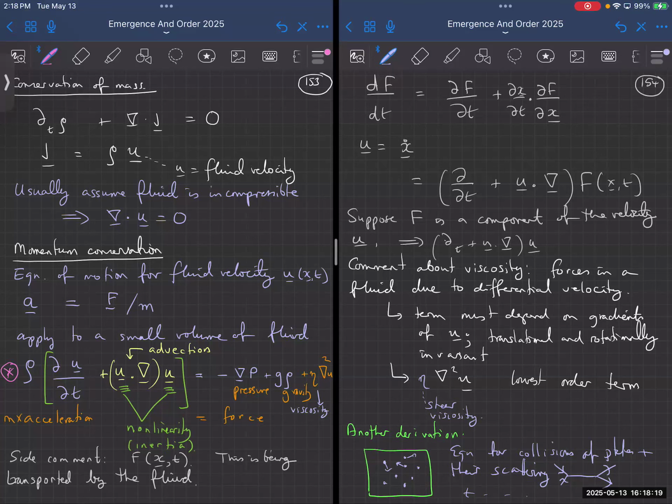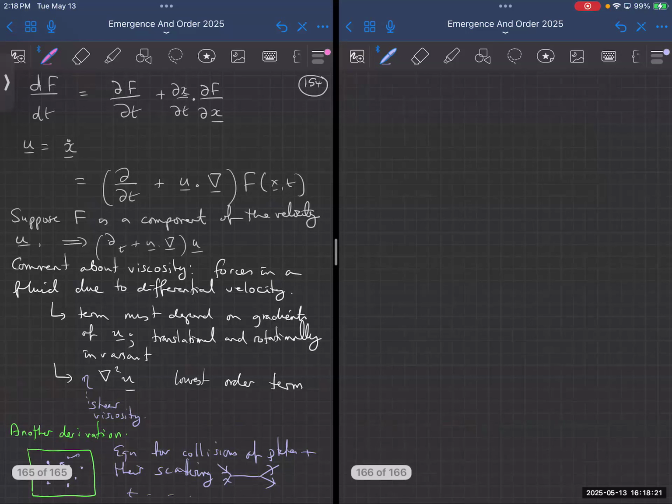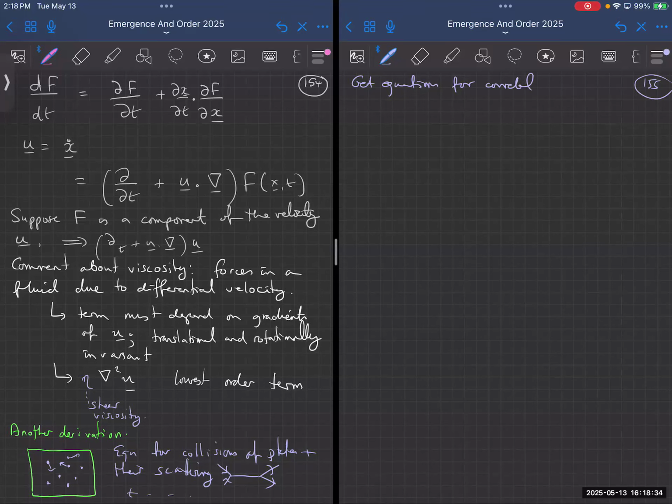Okay, so then I can do this. So I can get equations for the correlation functions. And I can coarse grain. And I can get equations for the local velocity.